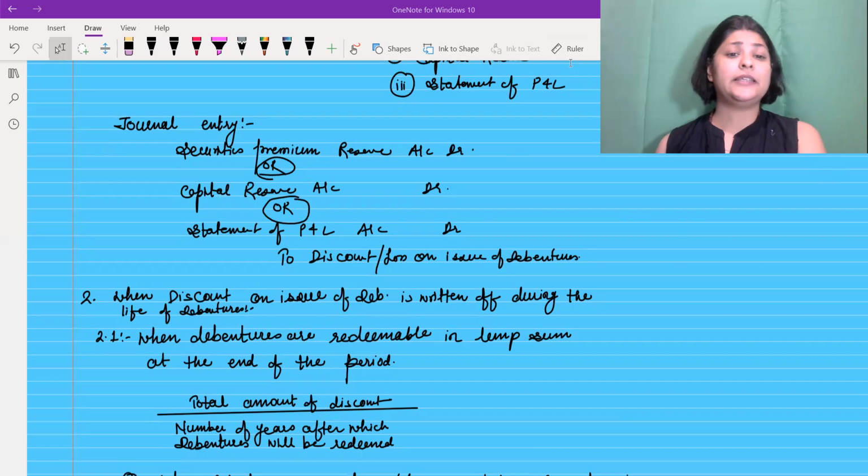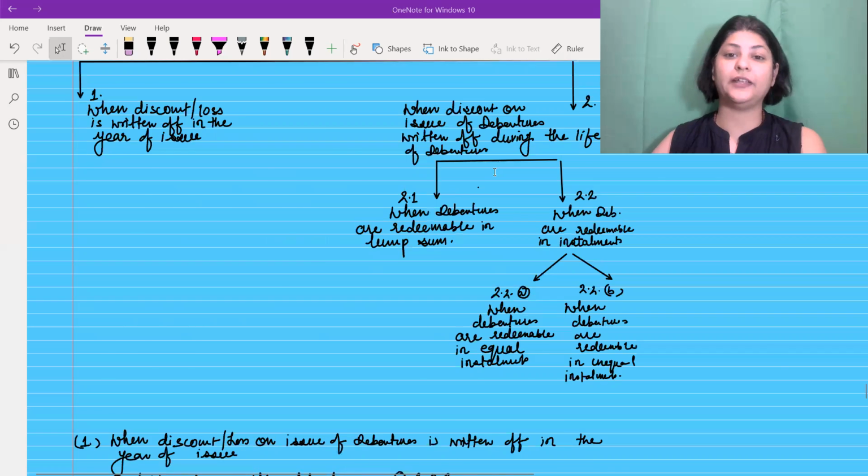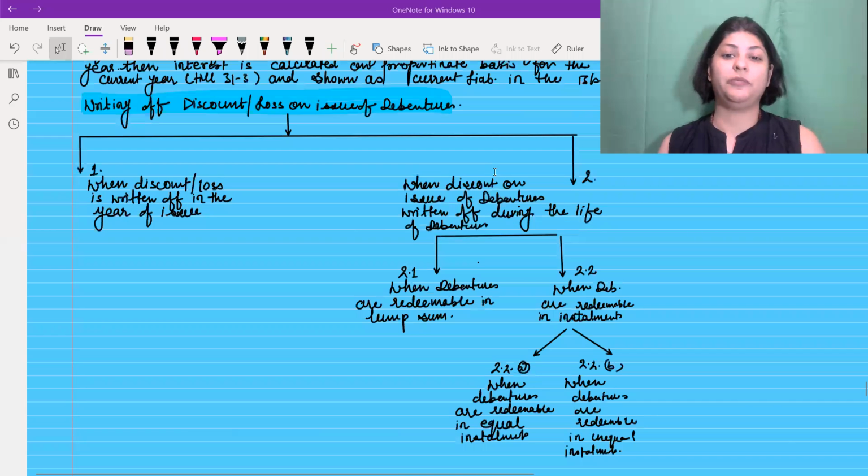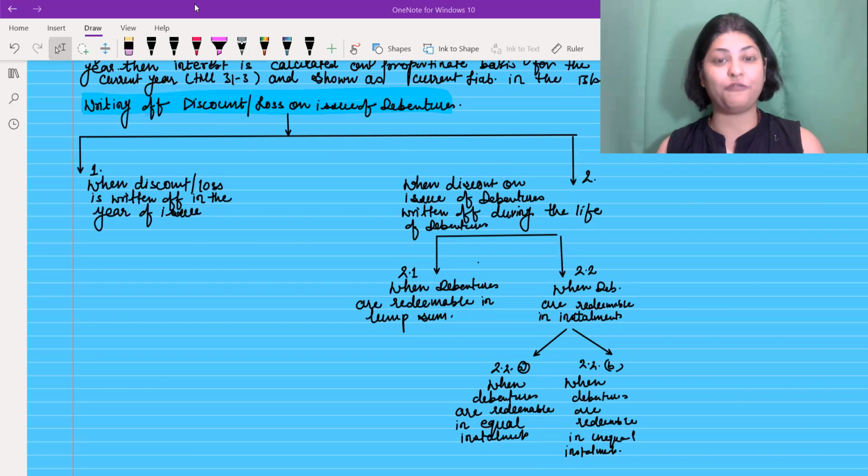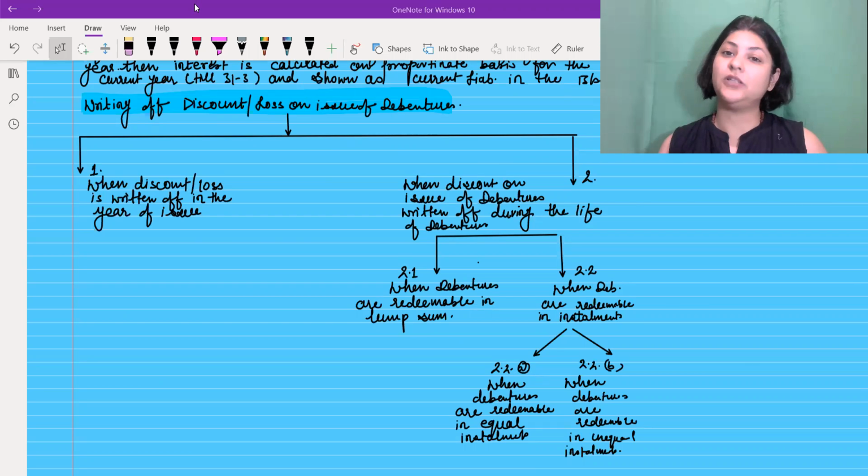Okay, but can there be a case when discount on issue of debenture is written off during the life of debentures? Yes, there can be a case, which is written over here, when discount on issue of debenture is written off during the life of debenture. What is the life of debenture? Whenever you read the question, you always see the debentures are going to be written off after 5 years, 6 years, 10 years or so. So the number of years for which the debentures are issued is called the life of debenture. Sometimes questions are framed in a way which says that this loss on issue of debenture is not written off in the year of issue itself.